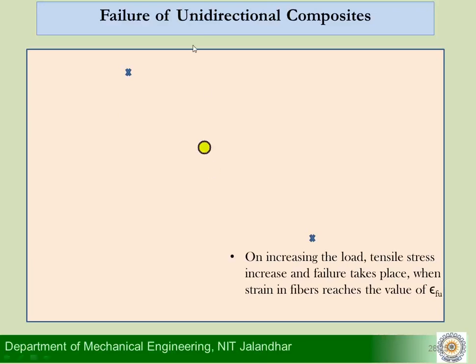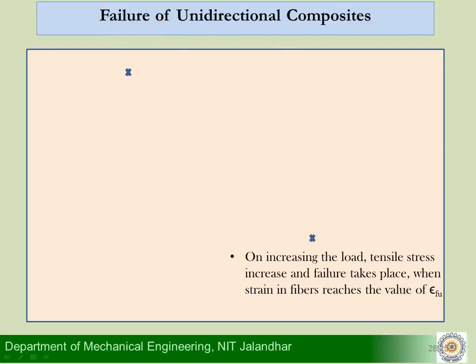Let's talk about the next topic here, which is the failure of unidirectional composites. We have already seen how we can predict the density of unidirectional composites, how we can predict the modulus along the L direction, and how we can predict the load sharing along the L direction, that is along the direction of the fibers. The next topic which we pick up here is how these composites fail.